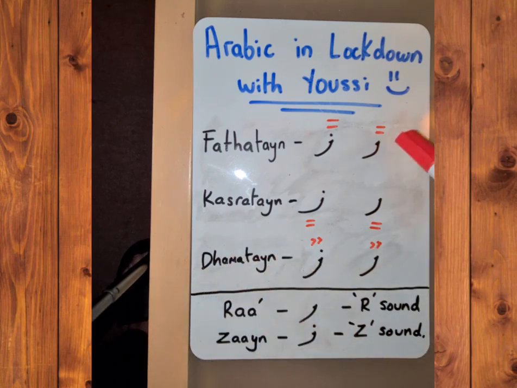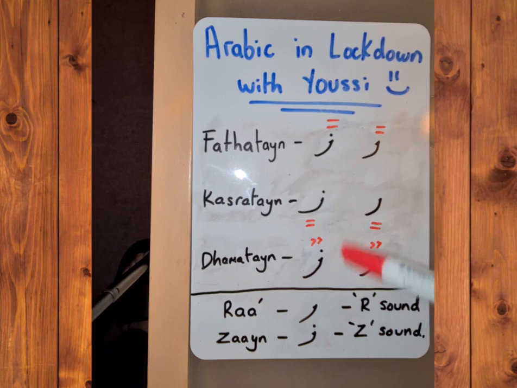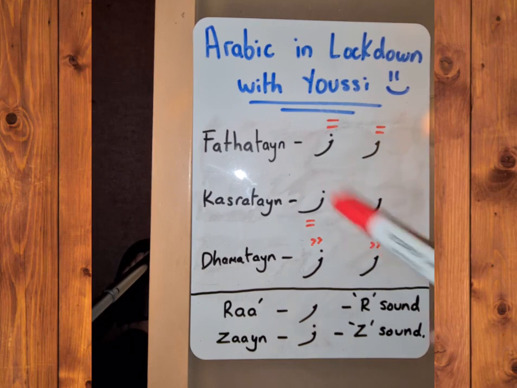So let's look at them as we did before with the single intonations. For the letter ra, it's ran. For the letter zain, it's zan with the fathatain.